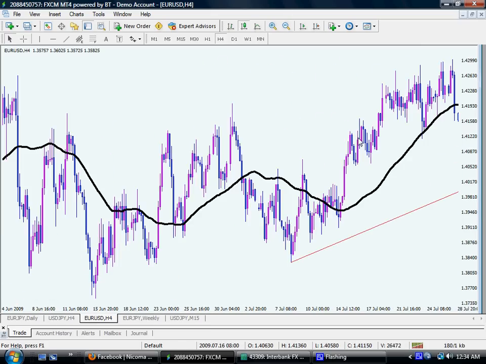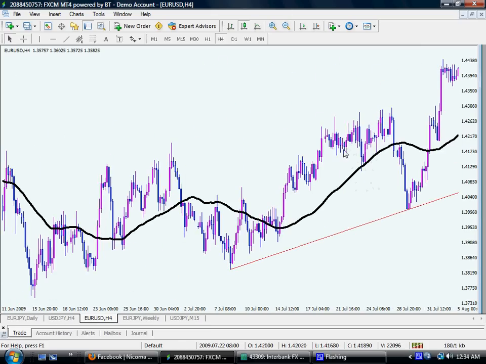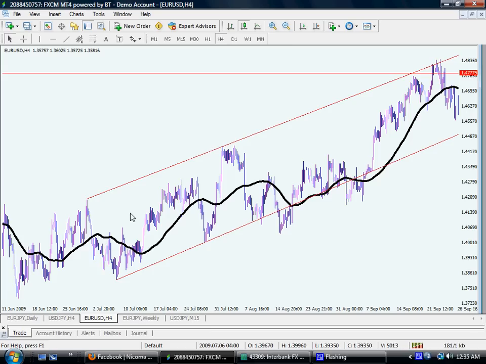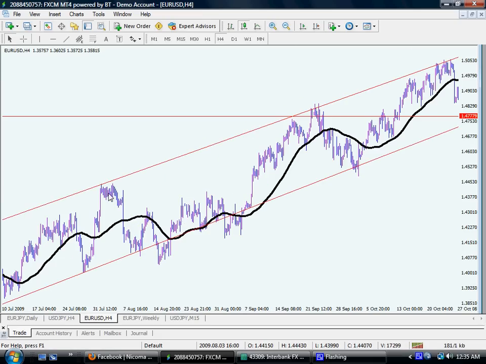And there's another thing that I want to introduce here that can possibly help you even more. Let's add a diagonal resistance line to create a trend channel. Now, that's something else that helps. Once you have an established diagonal support, you'll see all the way up.